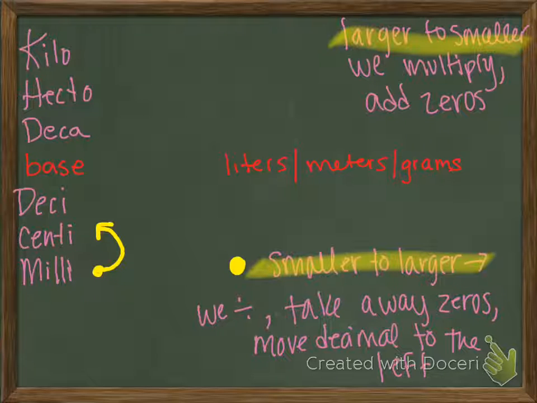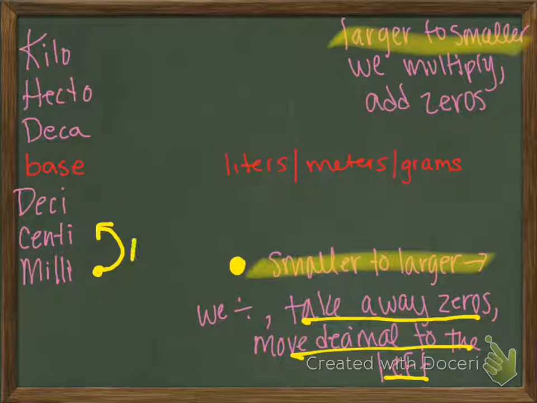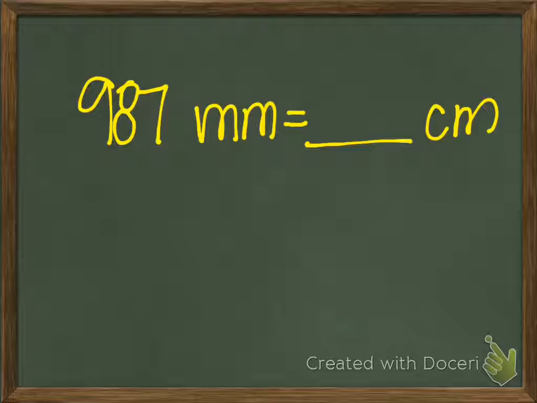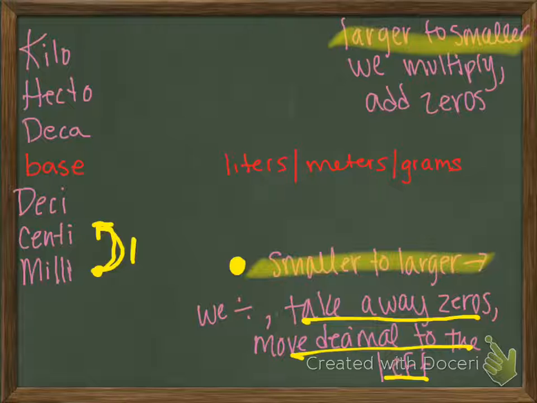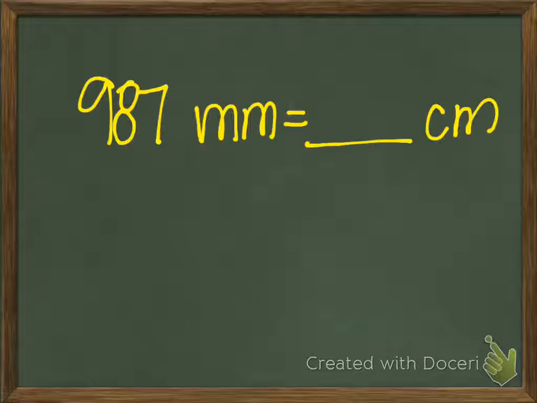So it tells us that we divide, we take away zeros, move the decimal to the left if we need to. All right, so I'm only doing one jump, right? Millimeters to centimeters, that's only one move, one jump. But there's no zeros to take off this number. And I can't just cross out the 7. Cannot do that.